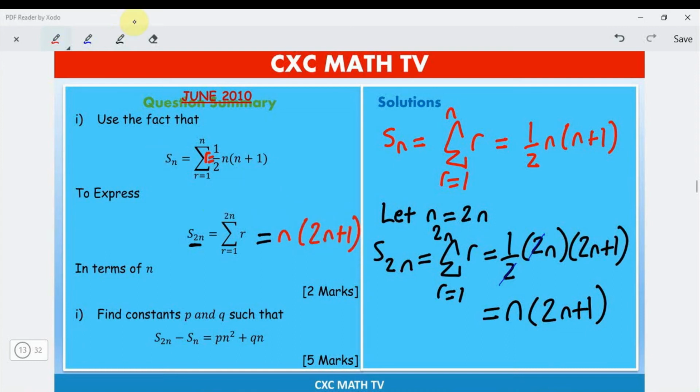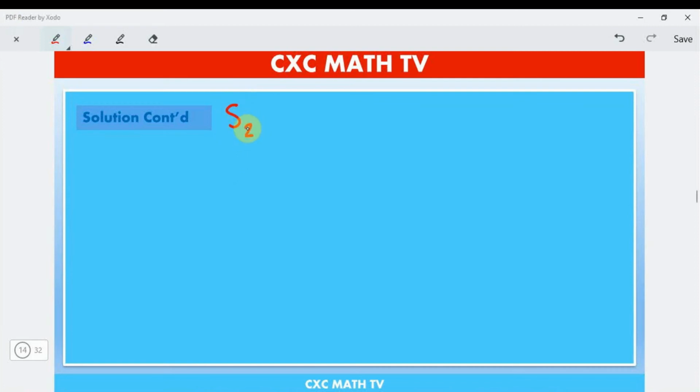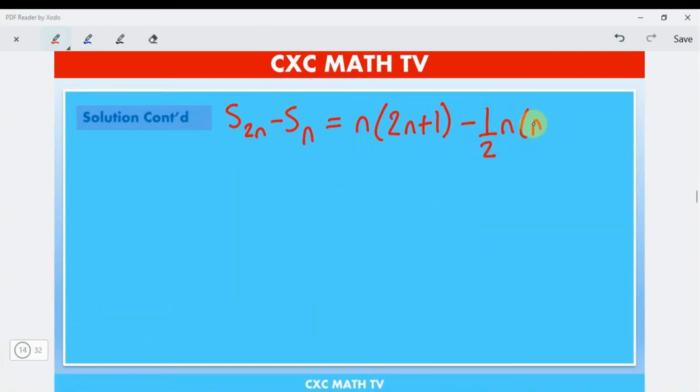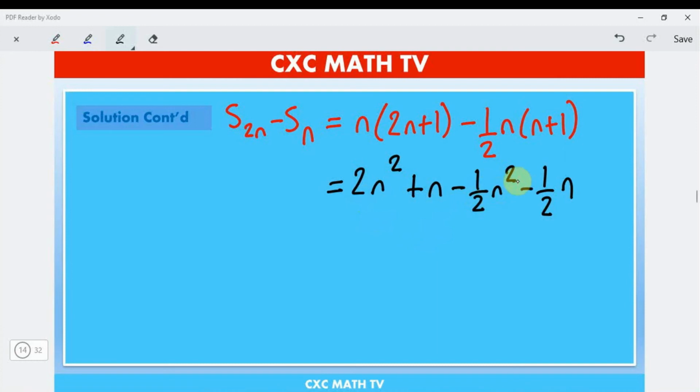That's it. Now the next part says find the constants P and Q such that S2n minus Sn is Pn squared plus Qn. So to do that, we say S2n minus Sn, that's equal to S2n we just found, n times 2n plus 1. And then we subtract Sn, and they told us Sn is a half n times n plus 1. So we just need to simplify this expression. This becomes 2n squared plus n minus a half n squared minus a half n. 2n squared minus a half n squared, that is 3 over 2 n squared. And then n minus a half n, that is just plus a half n.